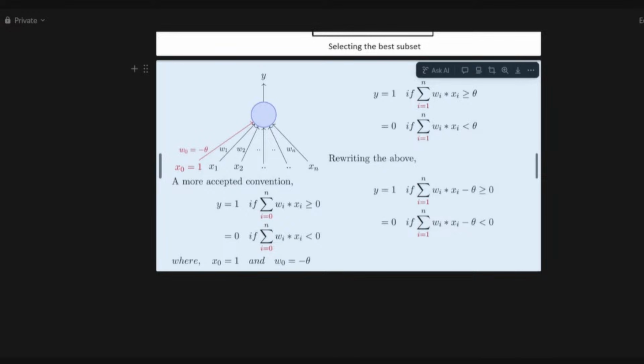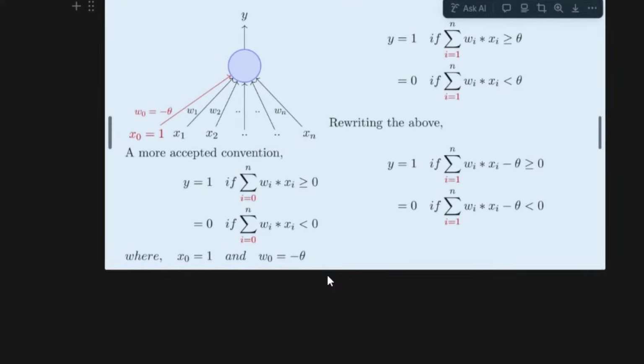The limitation of this is that it can only learn linearly separable patterns. It can solve your AND and OR problems, but it cannot solve your XOR problems. So with this, the perceptron part is completed.